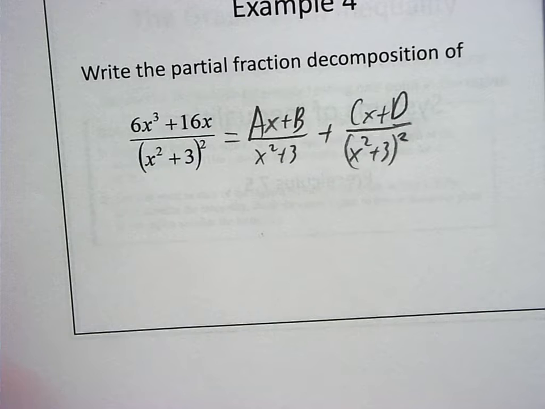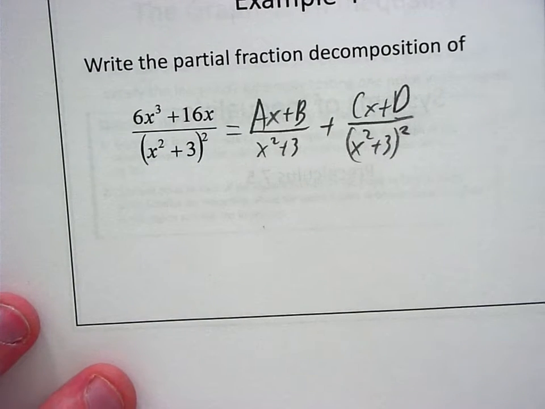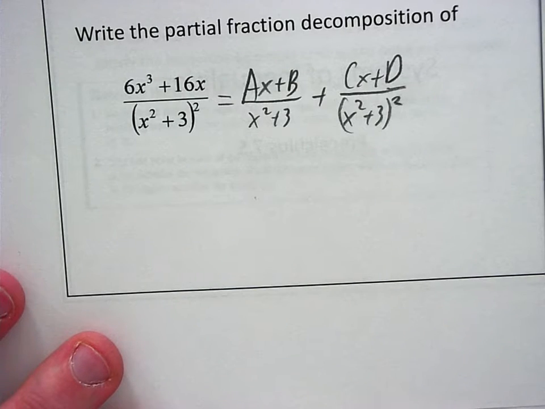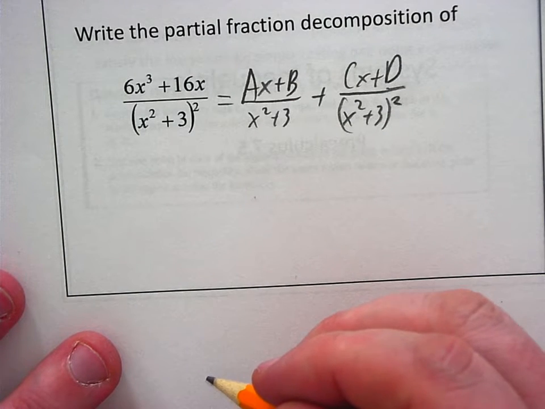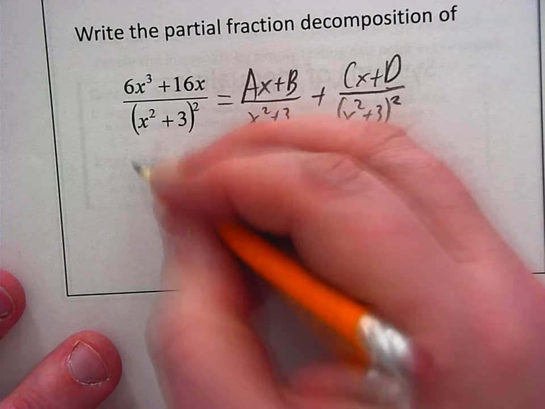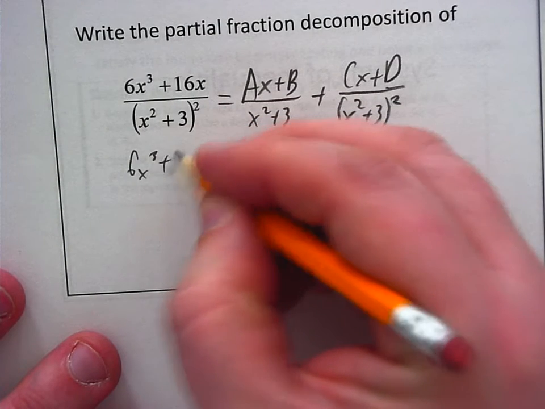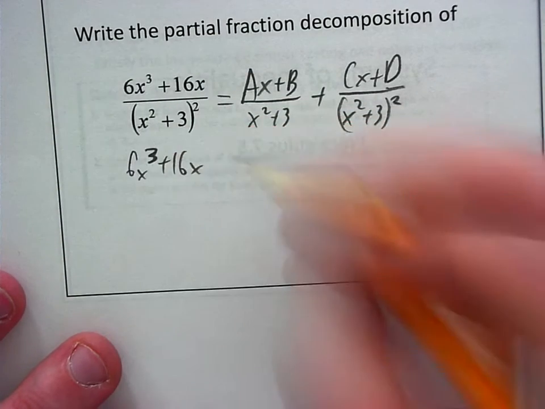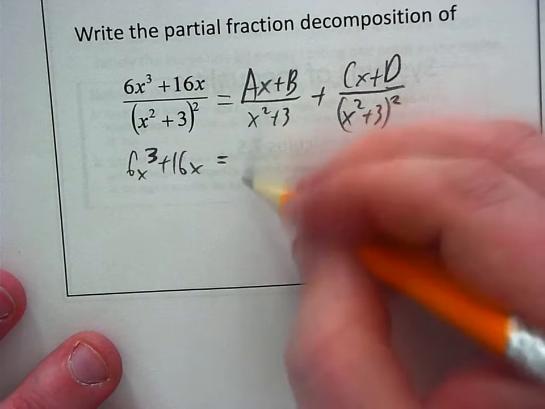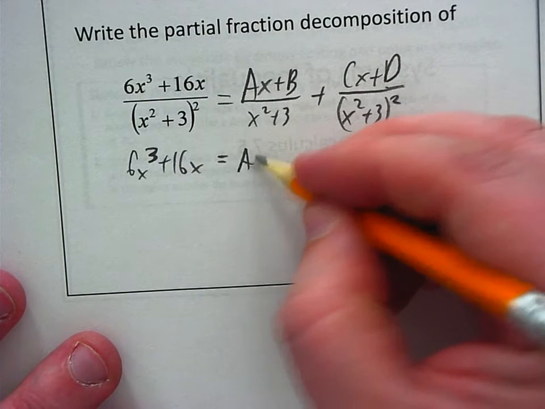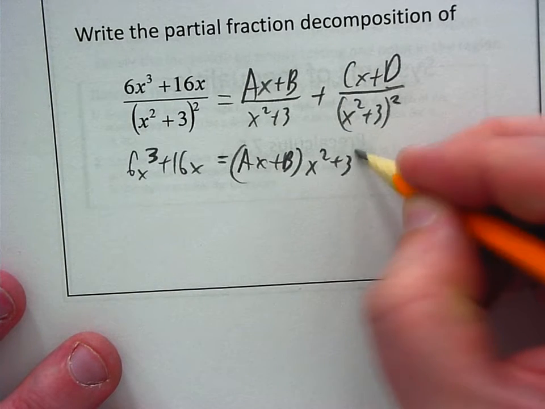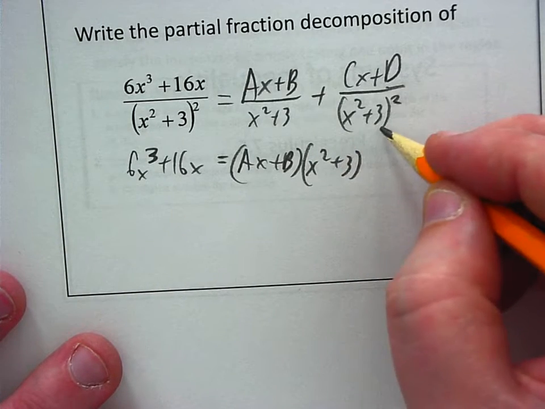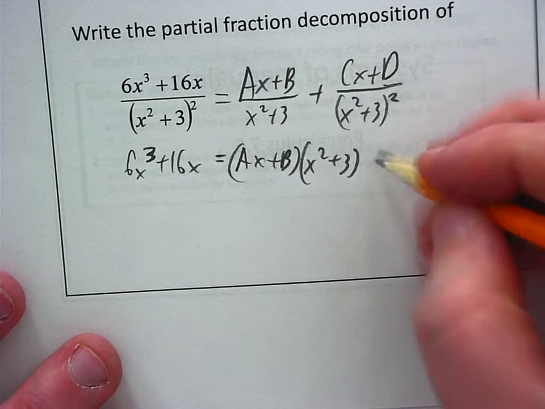So, first step still the same. Multiply by x squared plus 3, that quantity squared. So the left side, I'm still going to have 6x to the third plus 16x. Over here, what is the ax plus b going to be multiplied by? X squared plus 3. Because you're multiplying by 2 of them, you only eliminate 1.